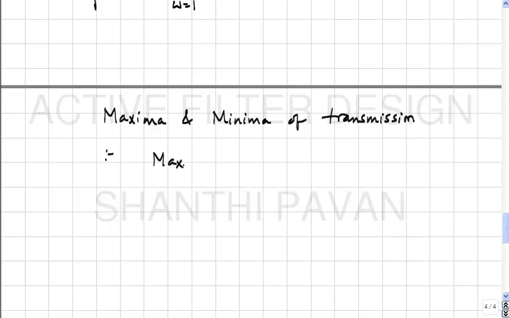Maxima, what happens? Cosine of n cosine inverse of omega must be, for a maximum of transmission of the filter, what must this be? What must the polynomial be? Come on, people. If Cn is 1, what is the transmission? What is the transfer function of the filter?